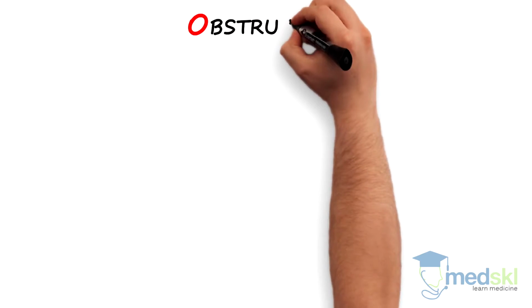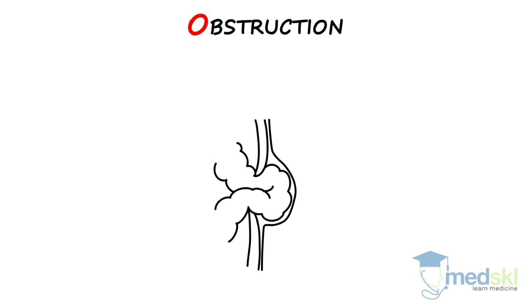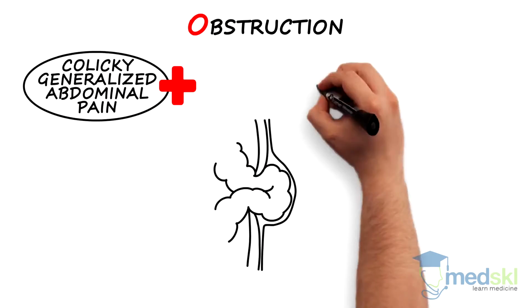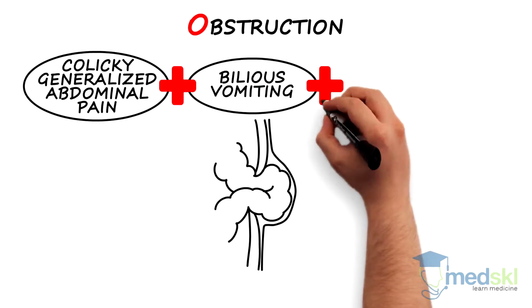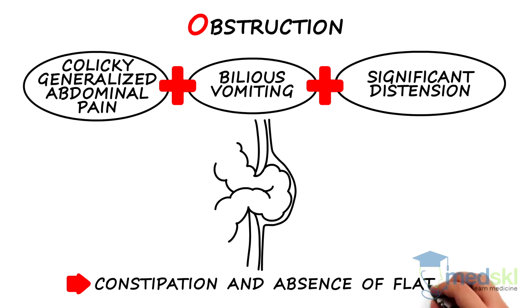O is for obstruction. Patients with bowel obstructions typically present with colicky, generalized abdominal pain, bilious vomiting, and significant abdominal distension. They will report constipation and absence of flatus. Remember to check for hernias in any patient who has a bowel obstruction.